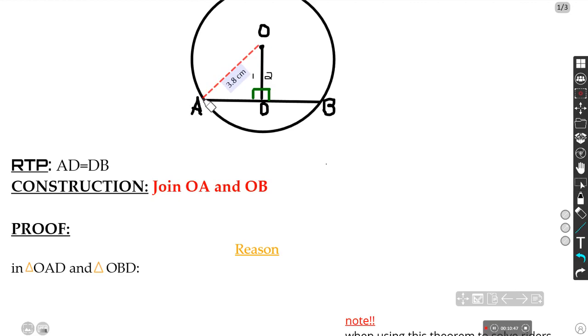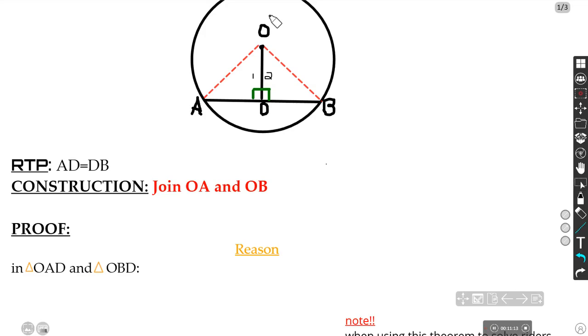So this is what is happening. All right, so now can you see that there are two triangles that are being formed? We have triangle A... okay guys, this is a D. This is a D. We have triangle ADO and we have triangle BDO, right?